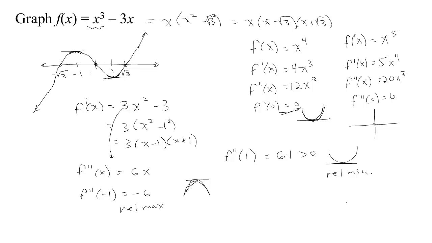Because if you think about the graph of x to the fifth, it looks like this and like this. It's just got a level spot in the middle. It's neither a max nor a min. But you can't tell. The second derivative was 0 in this case. It was also 0 in the other case. You can't tell whether it's a max or a min if the second derivative isn't positive or negative.